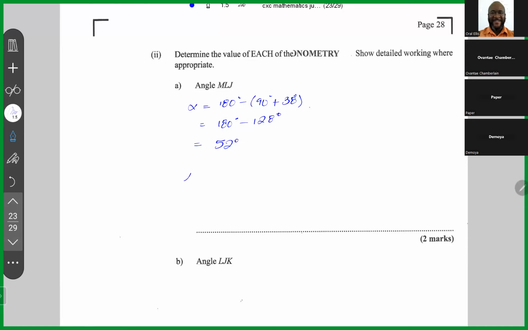Now, angle MLJ is equal to this angle alpha, which is equal to what? 52 degrees. The two angles are equal because they are angles in the same segment. So let me show you what I mean.